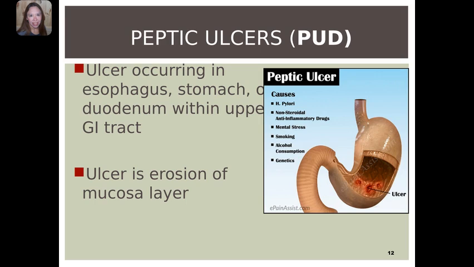When I'm talking about peptic ulcers, it can be an ulcer in the esophagus, it can be in the stomach, or it can be in the duodenum, in that upper GI tract, the small intestines. And of course, the ulcer is going to be an erosion of the mucosa layer. And you can see different causes of a peptic ulcer on that slide.